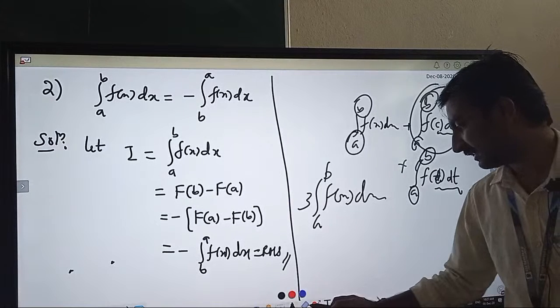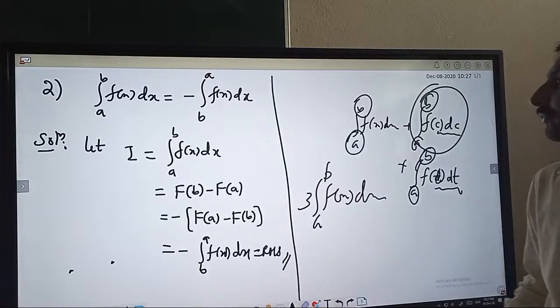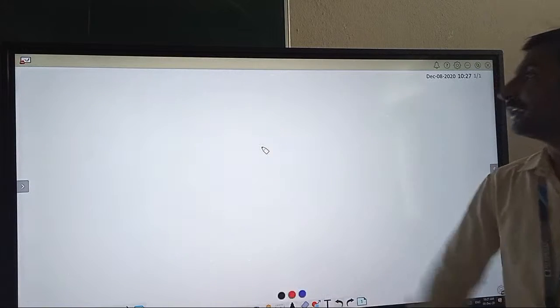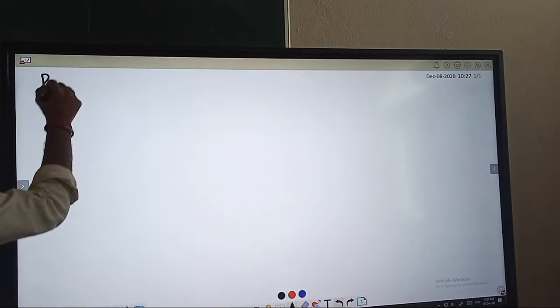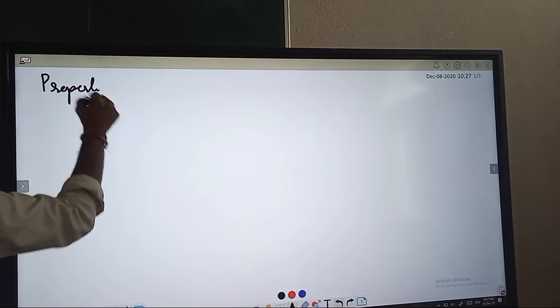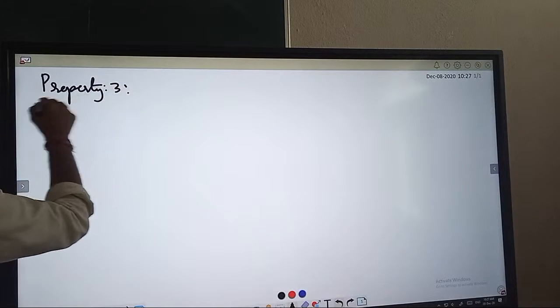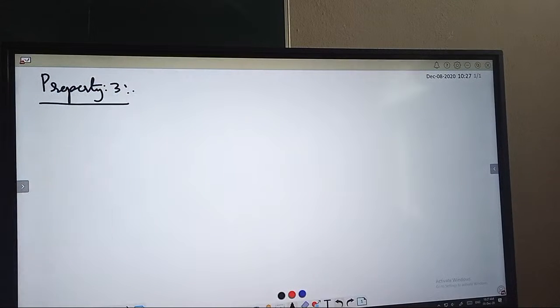Okay? Yes. Now we are going for property number 3. Correct? Third property. The thing goes very fast now. It's very easy. Property number 3. What does property number 3 tell us?